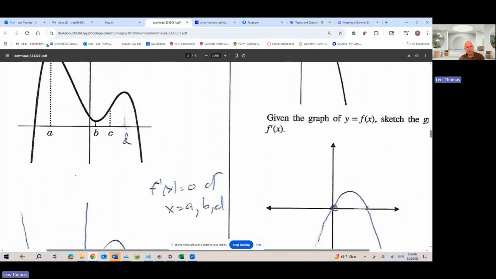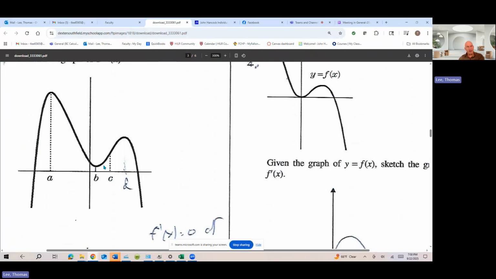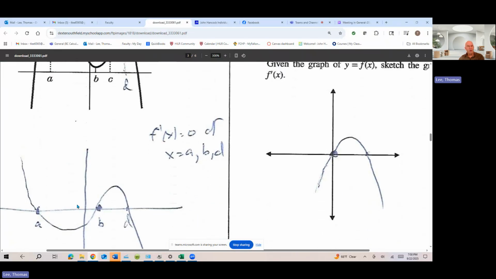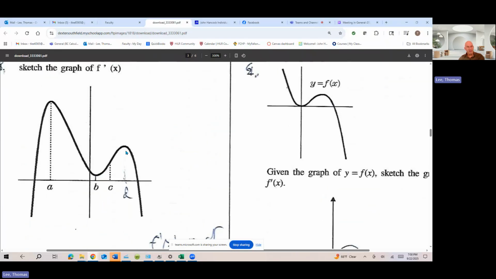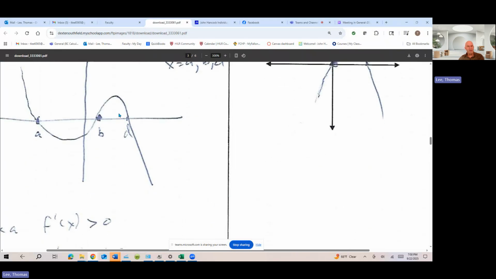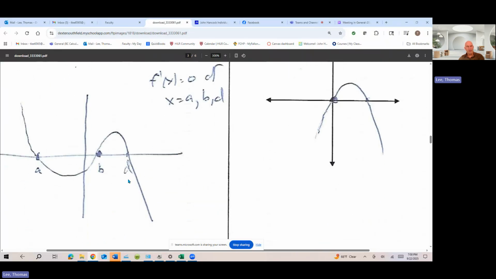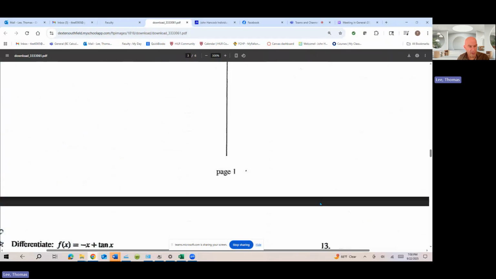Now, take a deep breath. Between A and B, the function is decreasing, so f prime is negative. But remember, it's going to have to come back to 0. So that's why you then draw this. Between B and D, the function is increasing again, so f prime is positive. So if it's 0 at D and it's positive, it has to do this. And then after D, the function's decreasing, so f prime is negative and it goes down. So you should be able to do the second one using that technique.